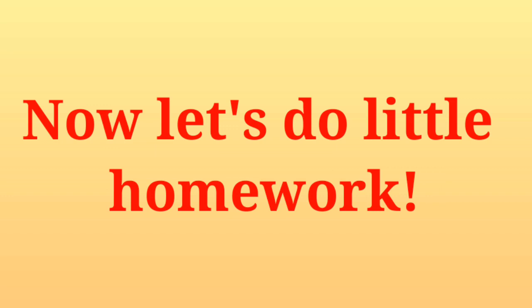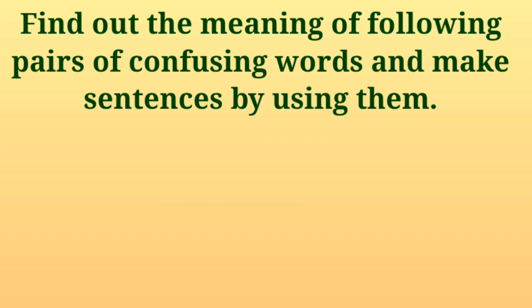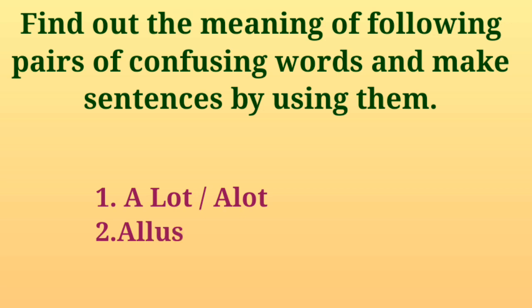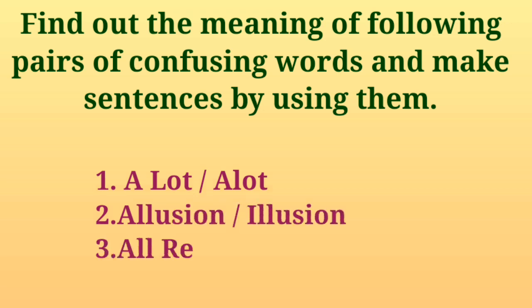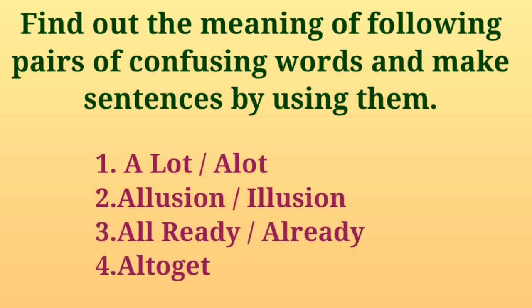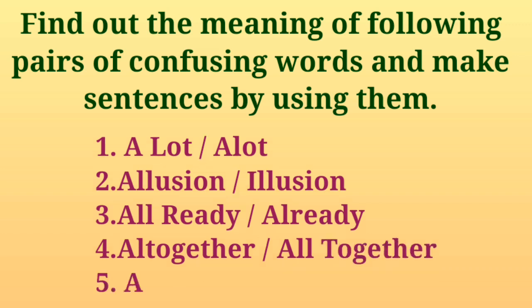And now is the time for homework. So, let's do a little homework. Your homework is to find out the meanings of the following pairs of confusing words and make sentences by using them. And please do not copy the sentences. Make your own sentences. Now here are the words. First, a lot, allot. Second, illusion, allusion. Third, already, all ready. Fourth, altogether, all together. Fifth, apart, a part.